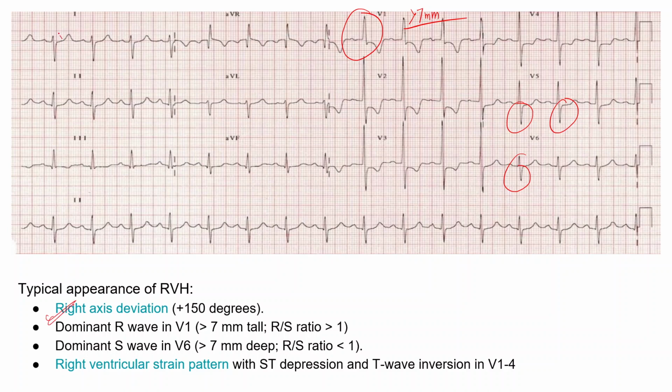Axis. If you see the axis, lead 1 is negative, aVF is positive. So the axis is in this quadrant, that is right axis deviation. So right ventricular hypertrophy, similar to left ventricular hypertrophy, can also cause axis deviation, that is right axis deviation. These are the associated findings of right ventricular hypertrophy.